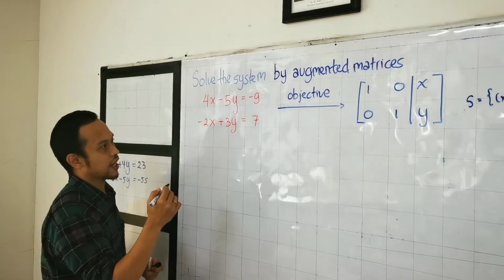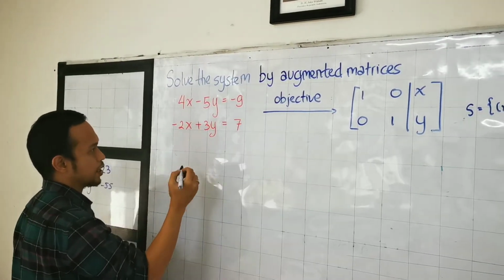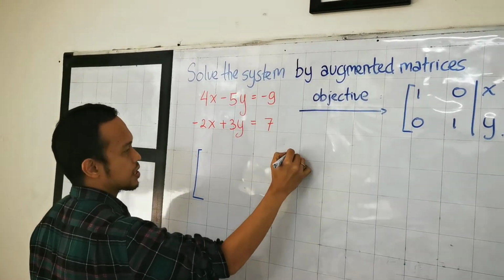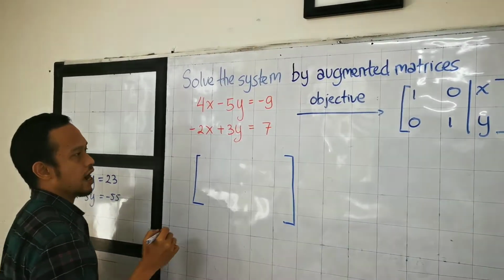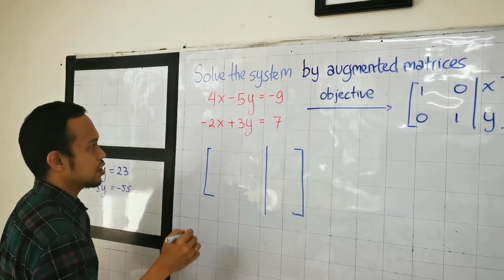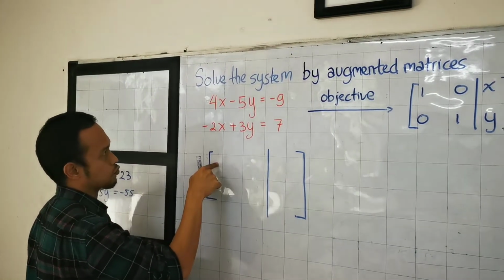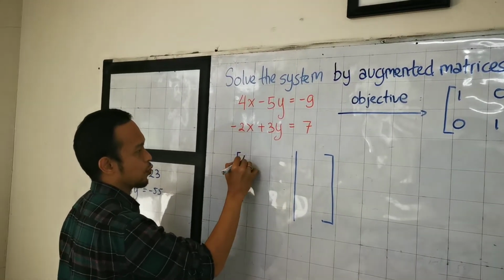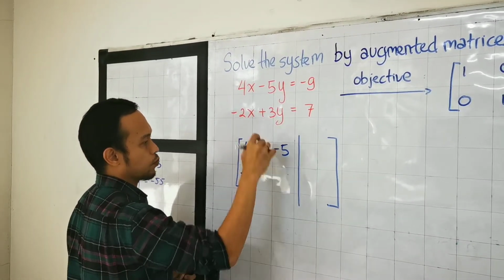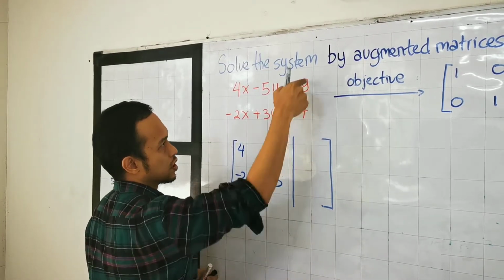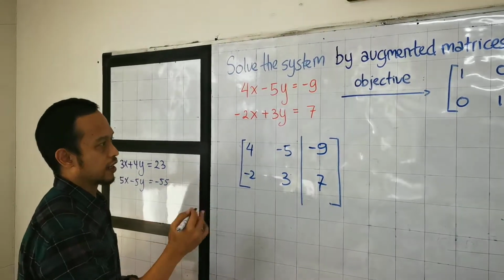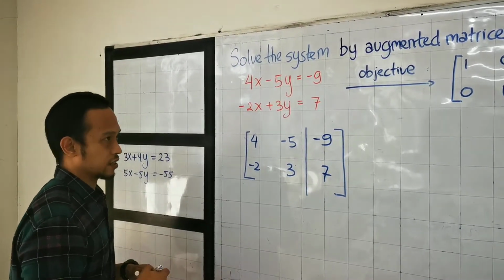Okay, first we translate this system into the matrix. How to translate that? First, draw this bracket, and then use a divisor here, a straight line. The first column and first row belong to the coefficient of the first x. So we put 4, then negative 5, then negative 2, and 3. Here go the constants, negative 9 and 7. Okay, that is the first step, translation.